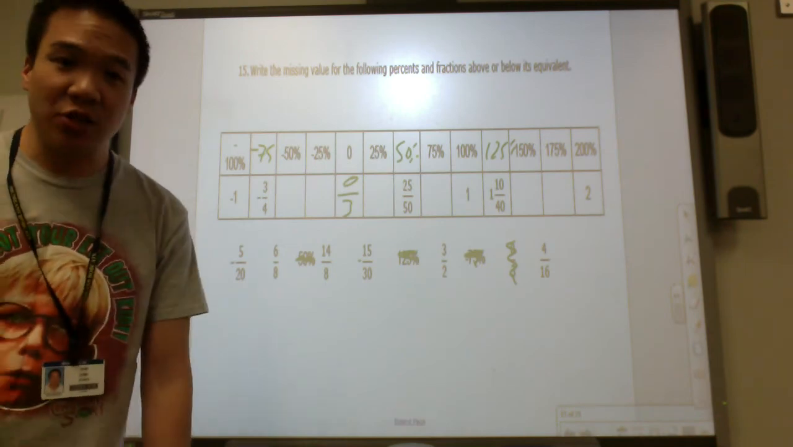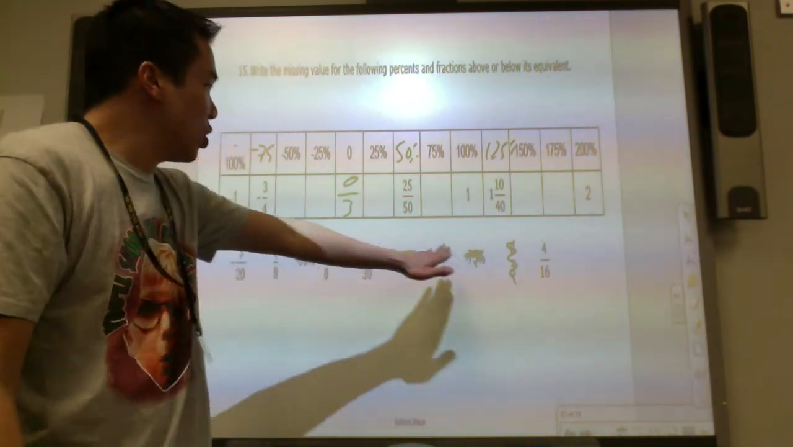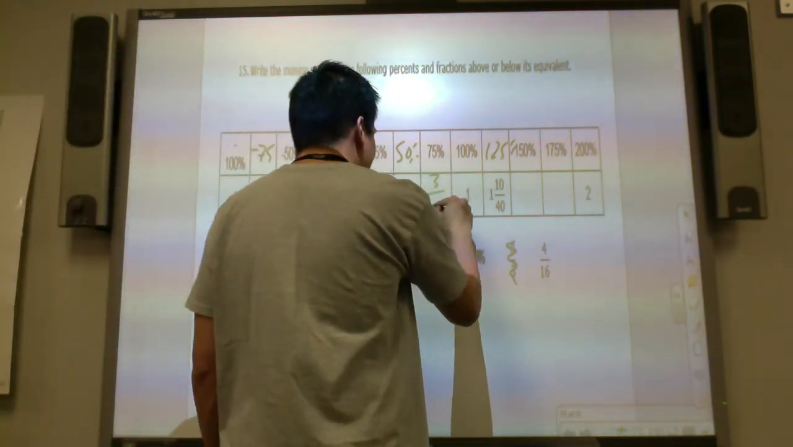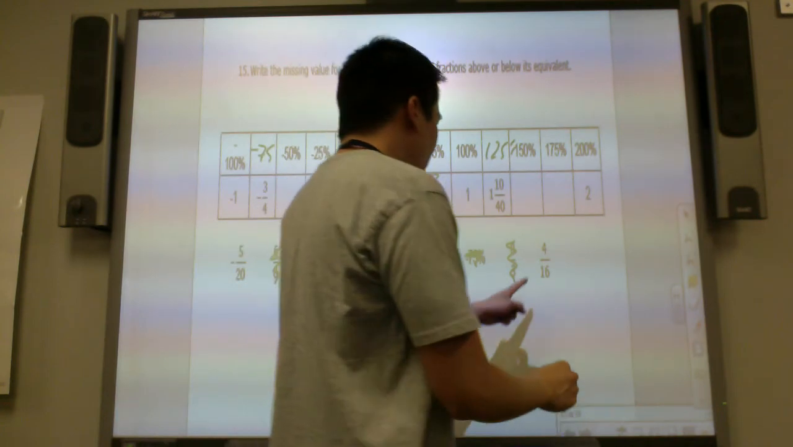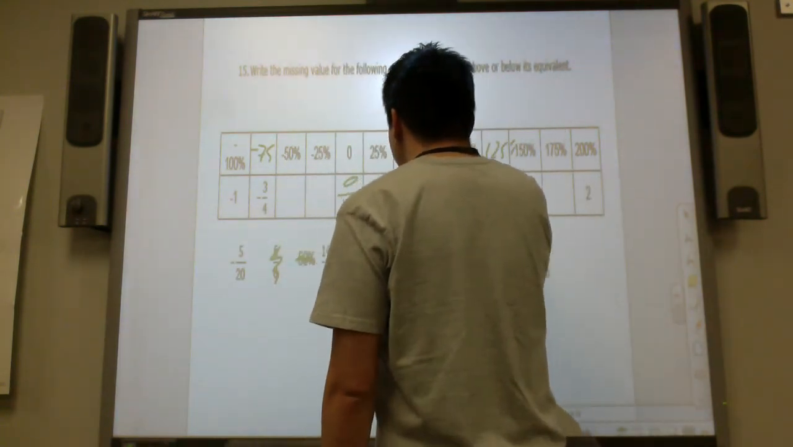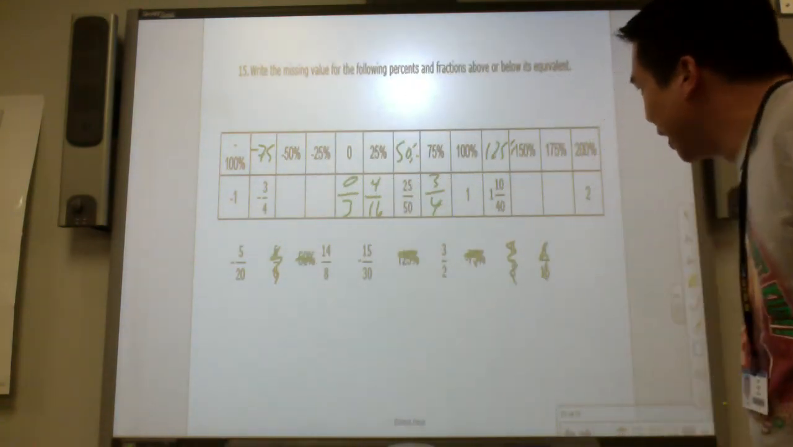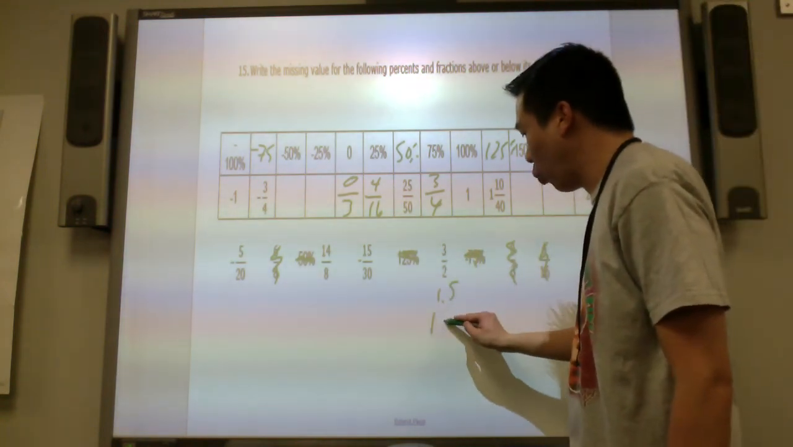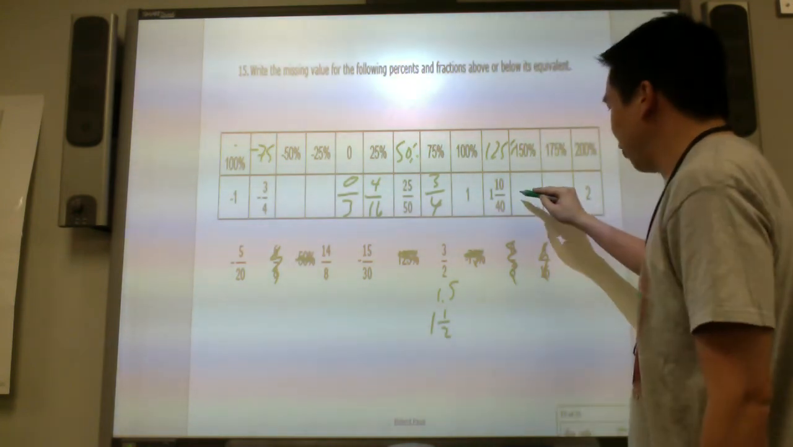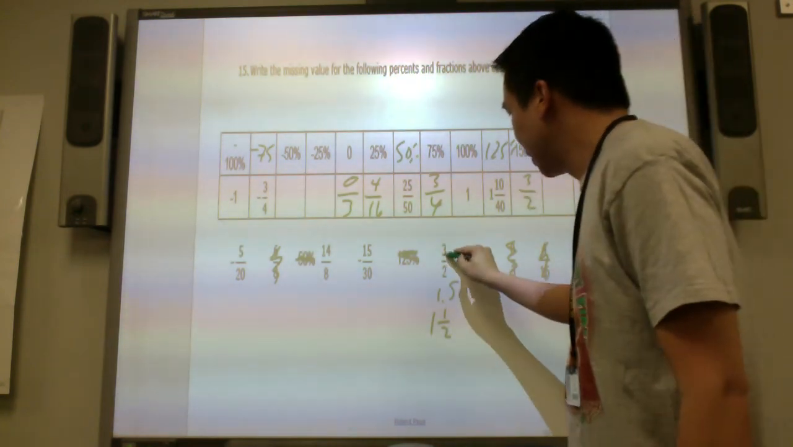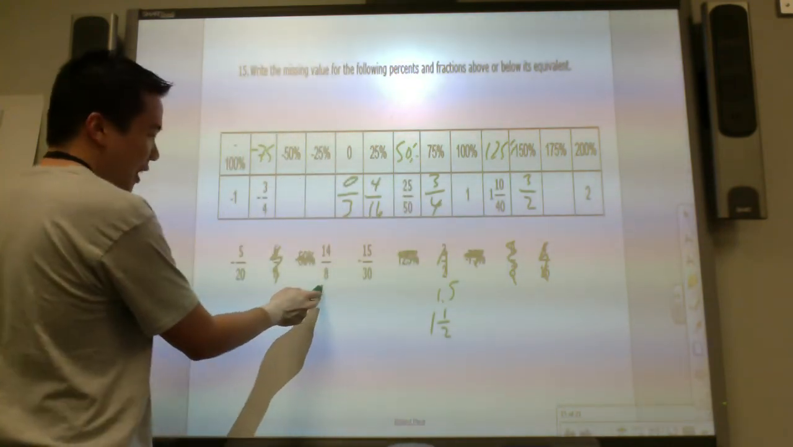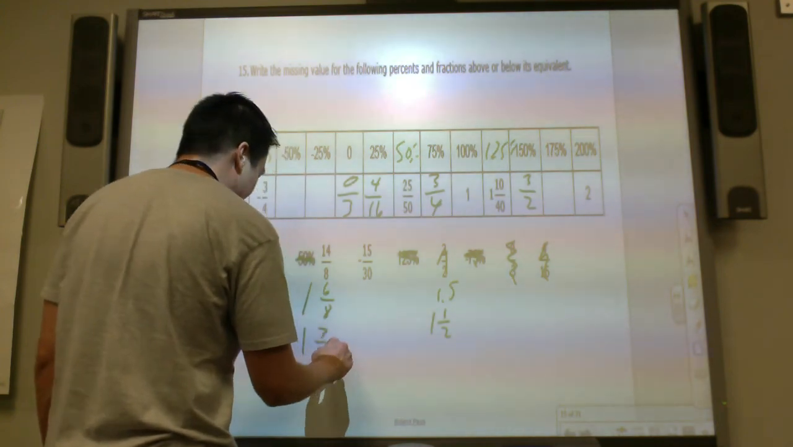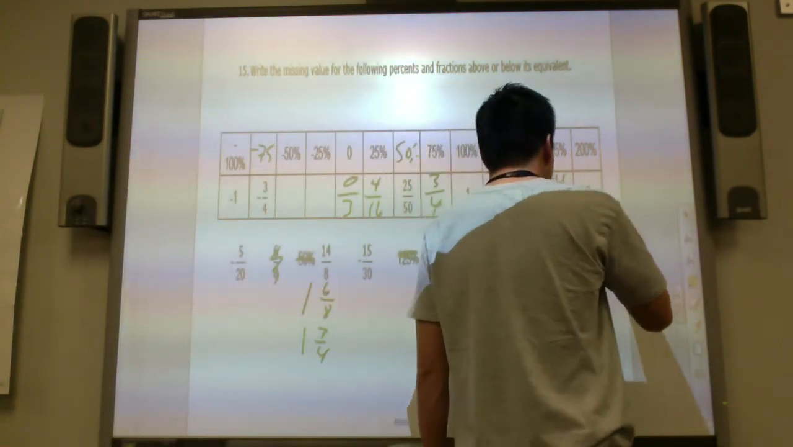25% is the same thing as saying 25 hundredths, which is 1/4. Which one of these will simplify to 1/4? Well, 6/8 is 3/4, that's 75%. 1/4 is 4/16, because 4/16 simplifies to 2/8, 1/4. So 3/2 is 1.5, which is 150%. So we're left with the last positive. This is 1 6/8 or 1 3/4. So 14/8 goes right here.